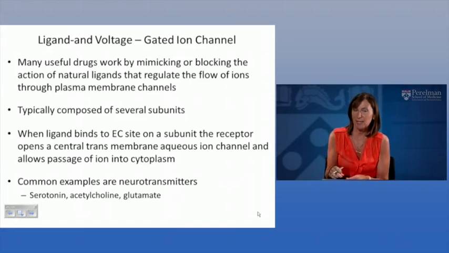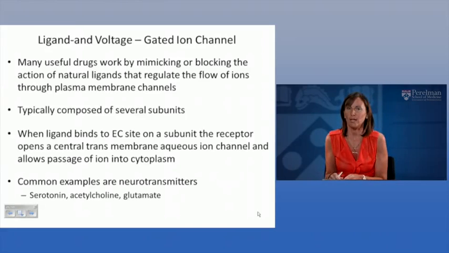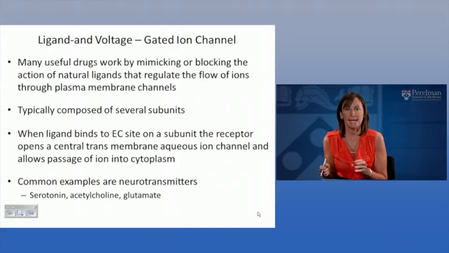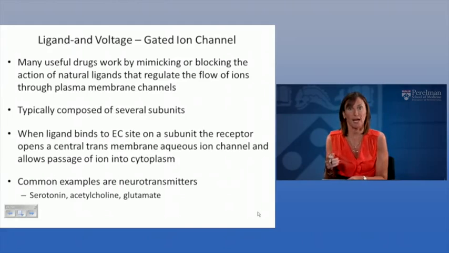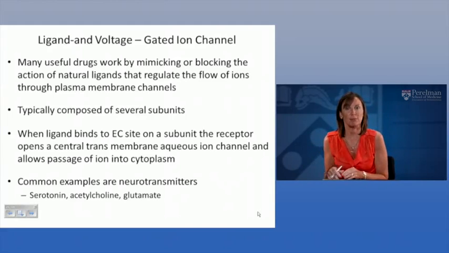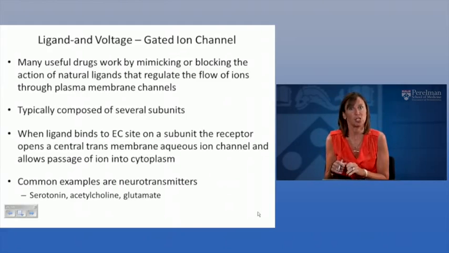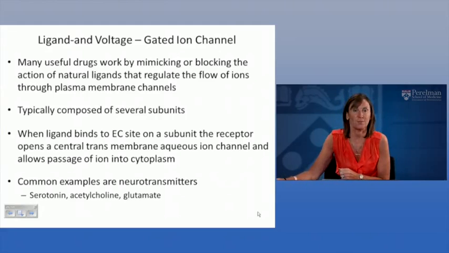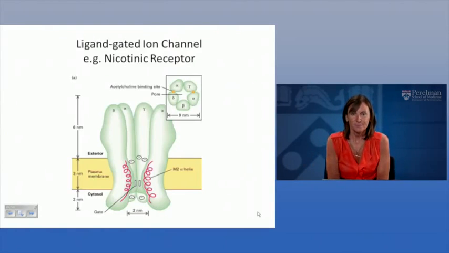The ligand, again, in this example, binds to an extracellular domain on one of these subunits of the receptor. And when that ligand binds to a subunit in the ion channel receptor, it opens up a central transmembrane, typically aqueous ion channel, and allows the passage of the ion into the cytoplasm. Again, common examples are the neurotransmitters serotonin, acetylcholine, and glutamate. So let's look at a picture.